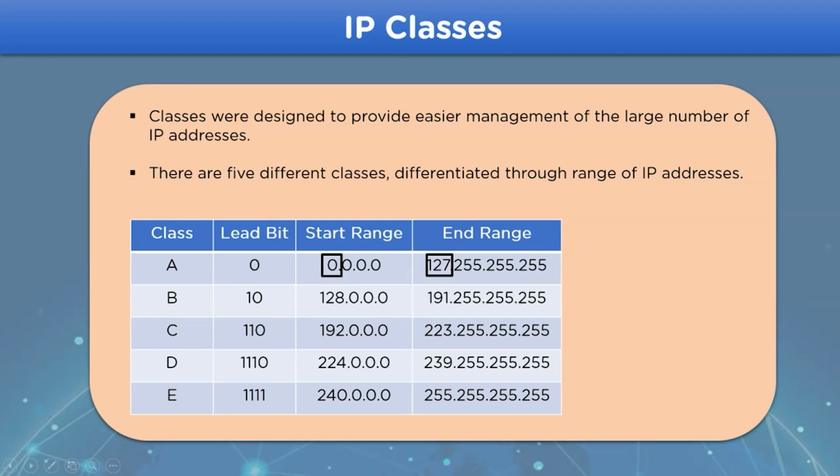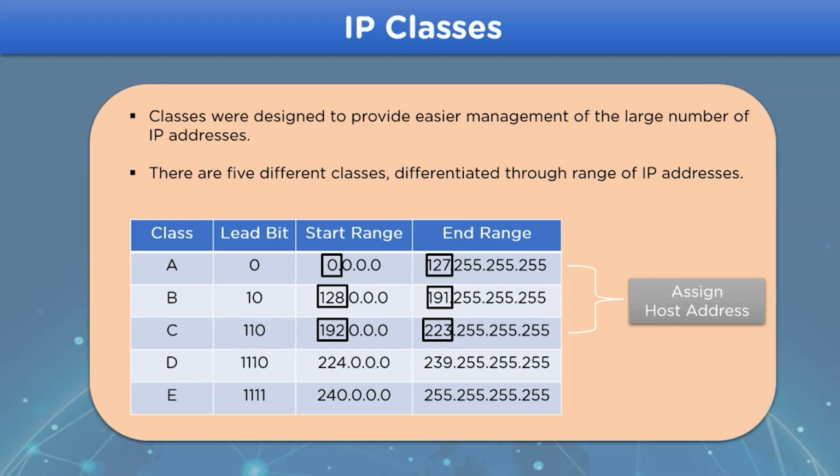Then we have Class B. Class B fulfills the requirements for medium-sized network hosts, where the first 2 bits for the network ID are 1 and 0, with a range from 128 to 191. Then we have Class C, which can fulfill the requirement for small-sized network hosts, where the first 3 bits for the network ID are 1, 1 and 0, ranging from 192 to 223. From this, we get that class A, B, and C are used for assigning addresses to the host network.